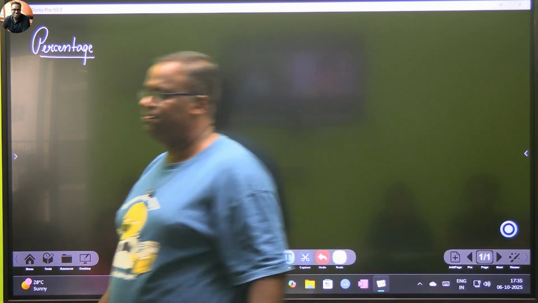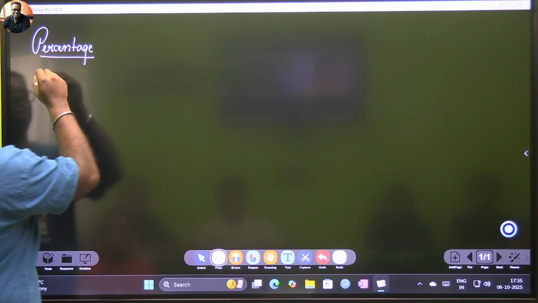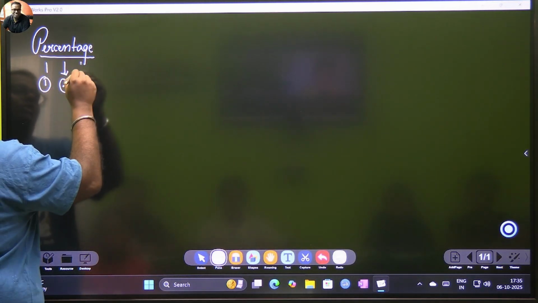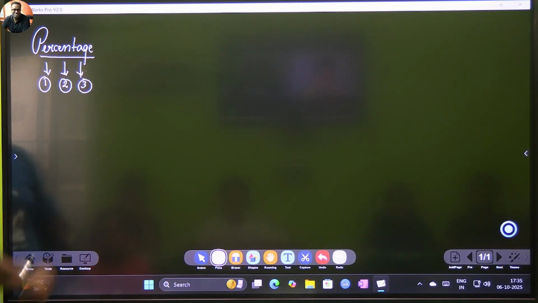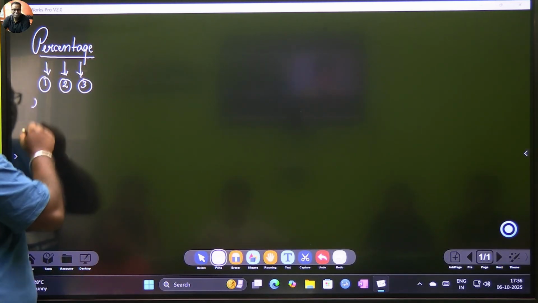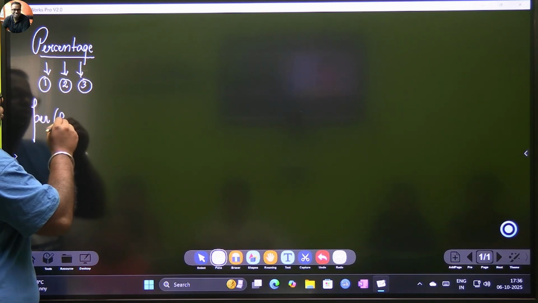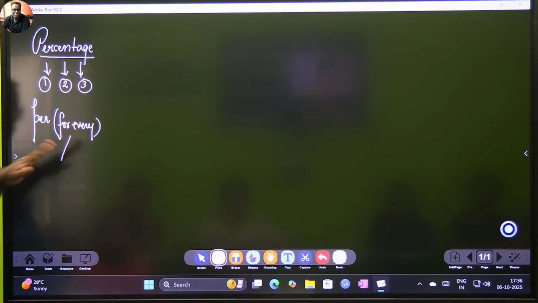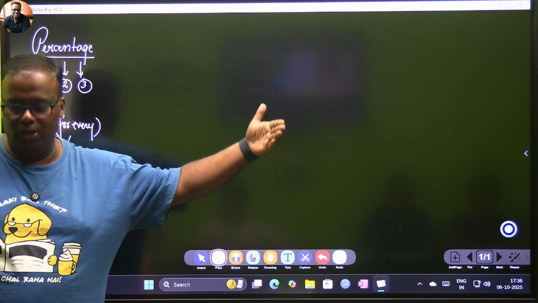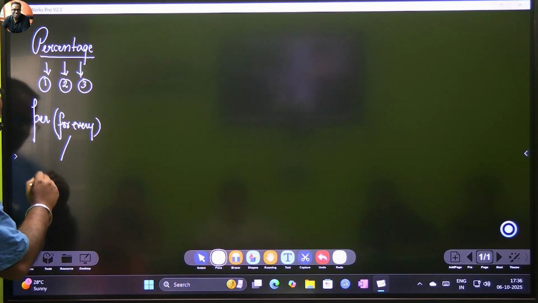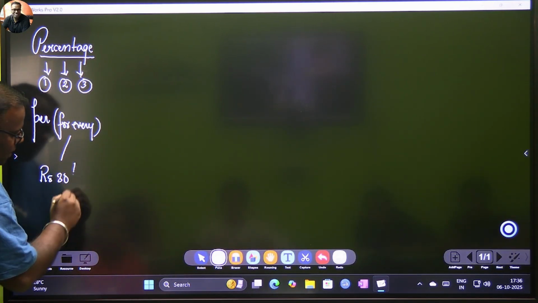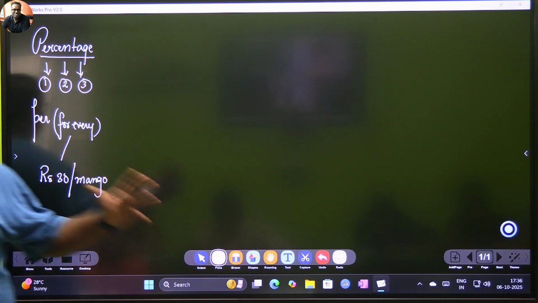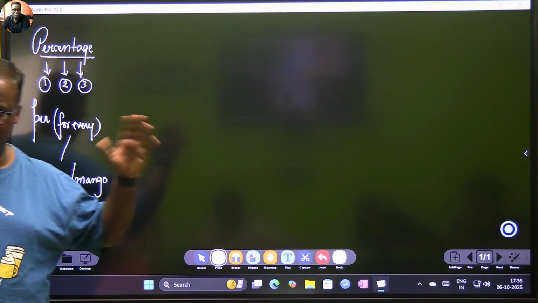So percentage. This word is made up of 3 components. If you understand these 3 components, everything is easy. Per means for every. Mathematically, we'll denote it by per. 30 rupees per mango: you write it as rupees 30 per mango. It means for every mango, I will pay how much? 30 rupees. Very easy, clear, understood, not difficult.